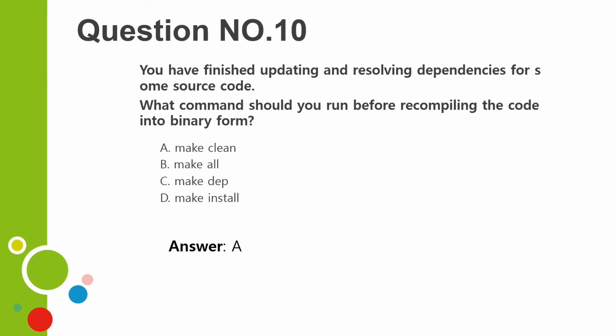Question number 10. You have finished updating and resolving dependencies for some source code. What command should you run before recompiling the code into binary form? A. make clean, B. make all, C. make dep, D. make install. Answer A.